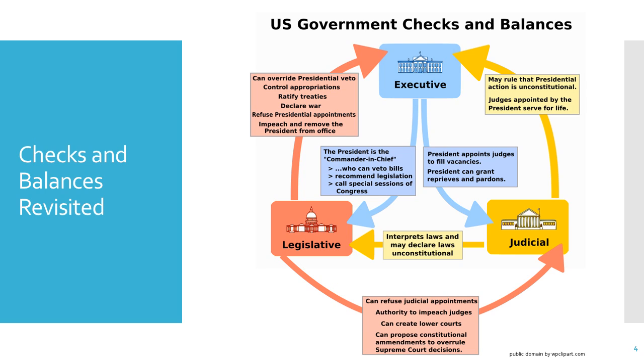And the legislative branch can, if it needs to, propose constitutional amendments to overrule Supreme Court decisions that it really doesn't like. The judicial branch is the least powerful of the three branches, but still quite powerful. It can check the legislative branch by interpreting laws and declaring laws unconstitutional. The judicial branch also can rule that a presidential action or executive order is unconstitutional. In addition, the Chief Justice presides over impeachment trials, and judges appointed by the president serve for life, so they're very hard to remove unless they're impeached.